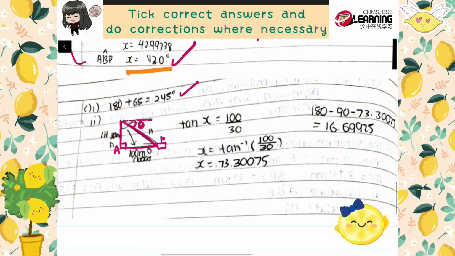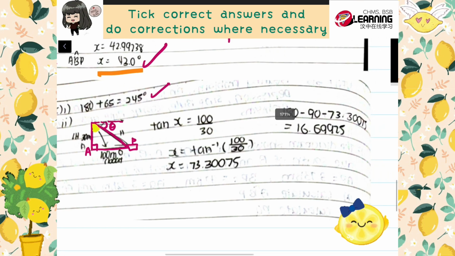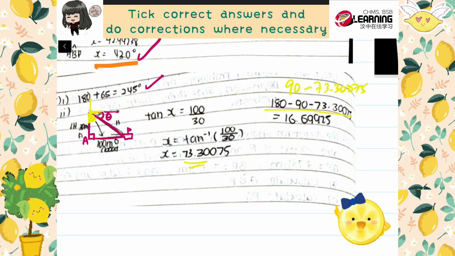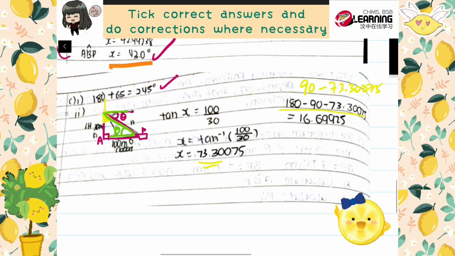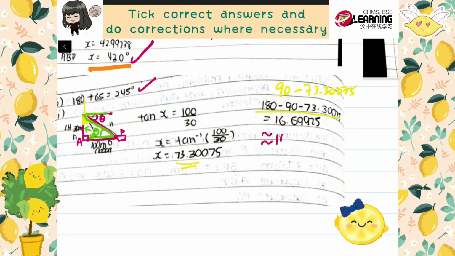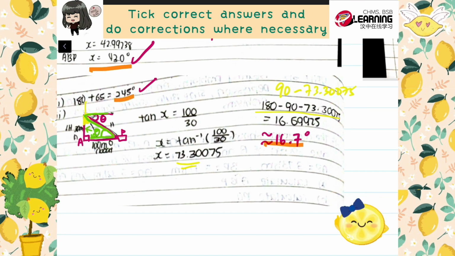So what Singyi did here is find this angle here and then she actually used 180 minus the whole thing, or you can straight away do 90 minus 73.30075 also can, because this is 90 degree. Or another way of doing this is alternate angle. So basically this is the angle that you're going to find. You can use tan, 30 over 100. You will get the answer straight away. So 3 significant figures is supposed to be 16.7 degrees. So this is the answer. Please tick your answer.